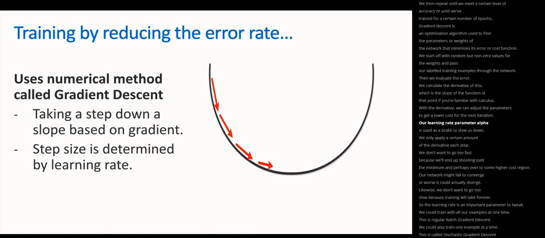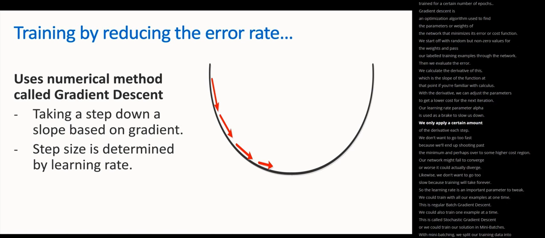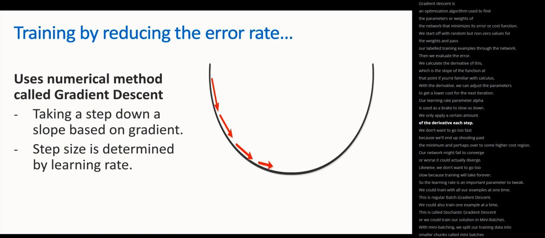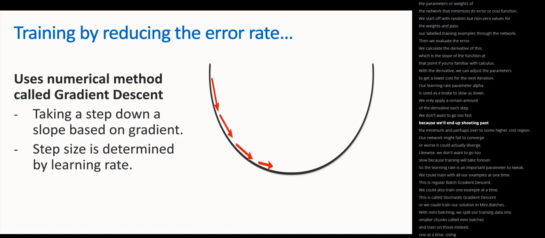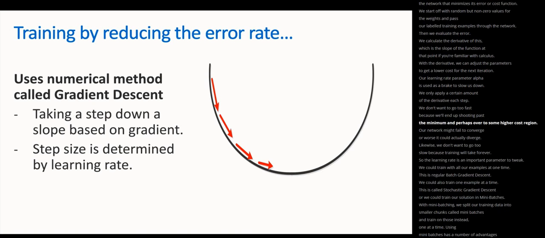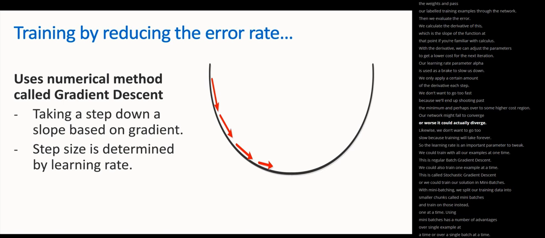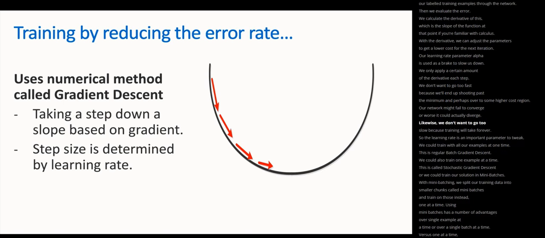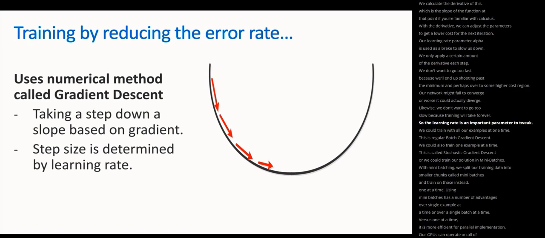Our learning rate parameter, alpha, is used as a brake to slow us down. We only apply a certain amount of the derivative each step. We don't want to go too fast, because we'll end up shooting past the minimum and perhaps over to some higher cost region. Our network might fail to converge, or worse, it could actually diverge. Likewise, we don't want to go too slow, because training will take forever. So the learning rate is an important parameter to tweak.